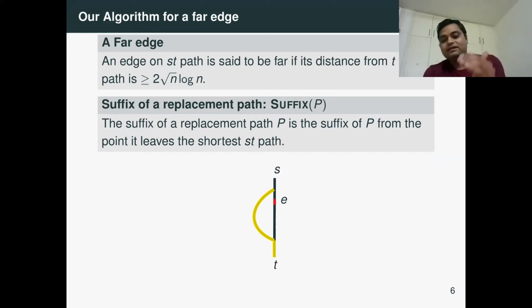For this P, the suffix of the replacement path P is the suffix from the point where it leaves the shortest ST path. So for example, in this diagram, the suffix of P is the path which is painted in yellow.